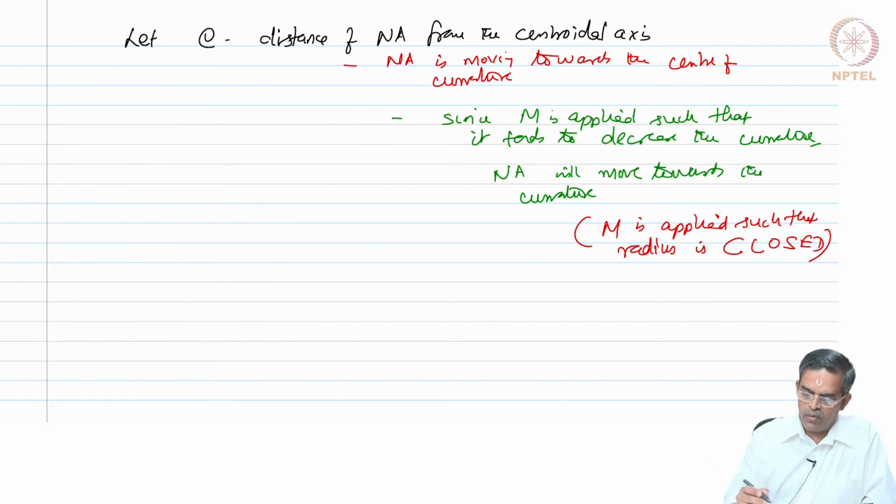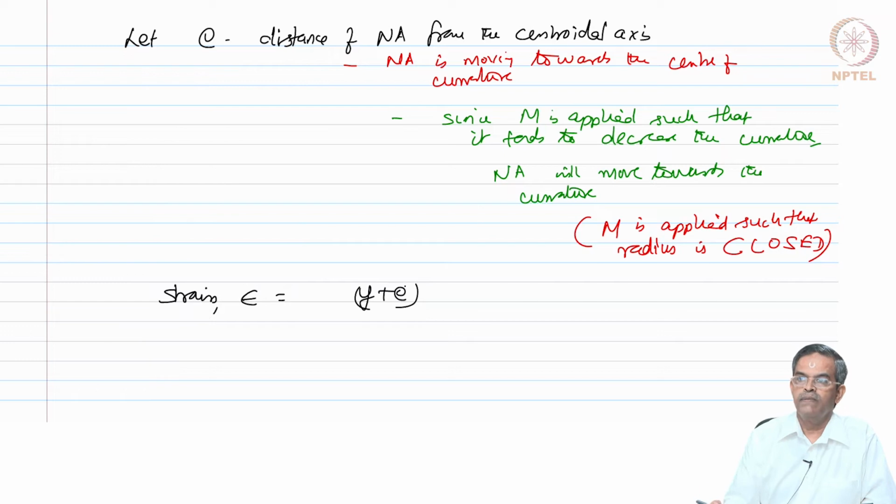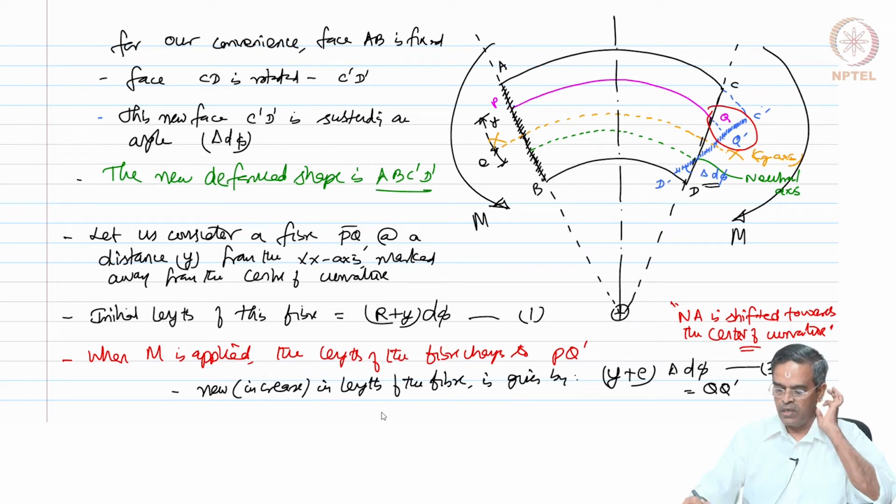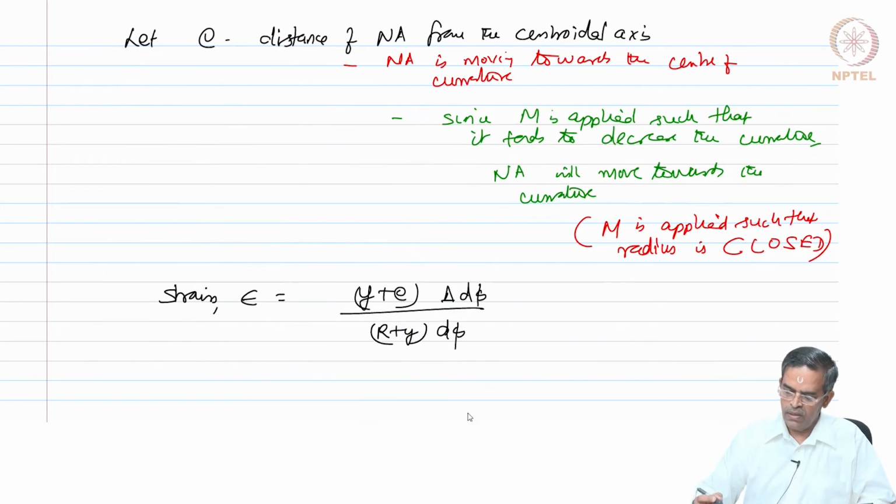Now, let us write down the equation for strain. Strain epsilon is (y plus e) delta d phi, change in length by original length. Okay, see here, original length is (r plus y) d phi, change in length is this. So, I have written a strain equation, call this equation 3. Okay.